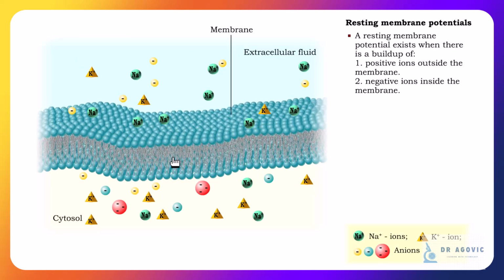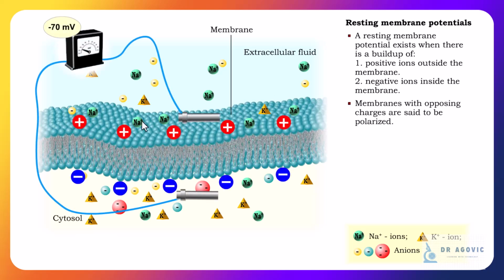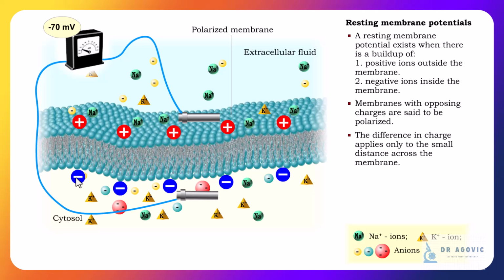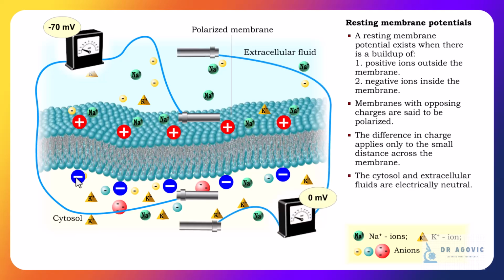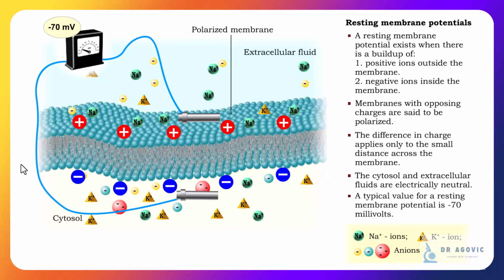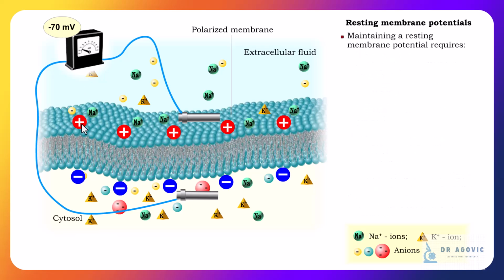A neuron's membrane at rest is positively charged on the outside and negatively charged on the inside. A membrane with opposing charges is known as a polarized membrane. The difference in charge inside and outside the membrane only occurs close to the membrane. The cytosol and extracellular fluids are electrically neutral. A typical value of the resting membrane potential is -70 millivolts.